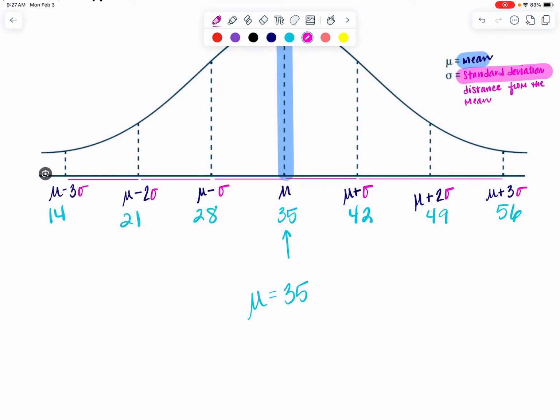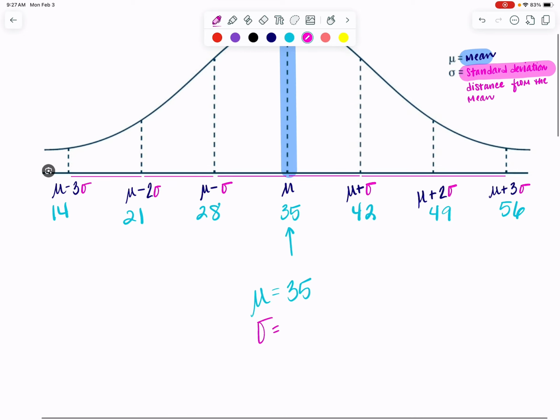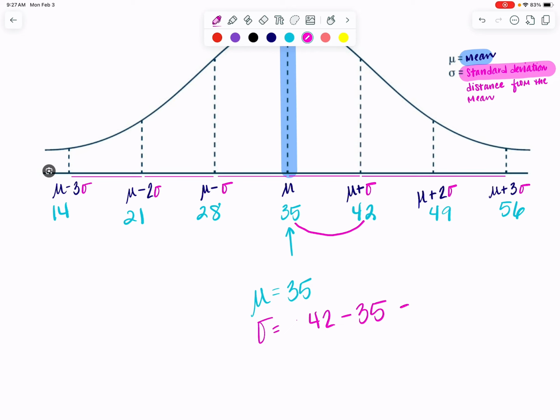The other thing I want to find out is the standard deviation. Well, standard deviation is how big the jump is from one section to another. So the difference from one section to the mean tells me my standard deviation. So that's how those work together. Now let's take a look at what this means as far as the empirical rule goes. I'm going to keep my same fake set of data right here.